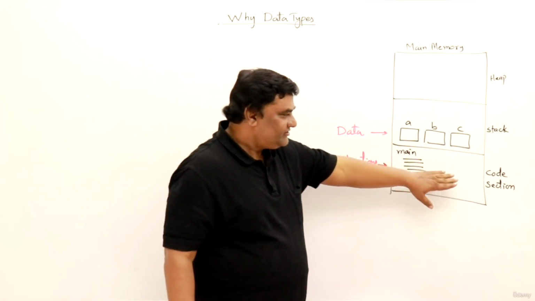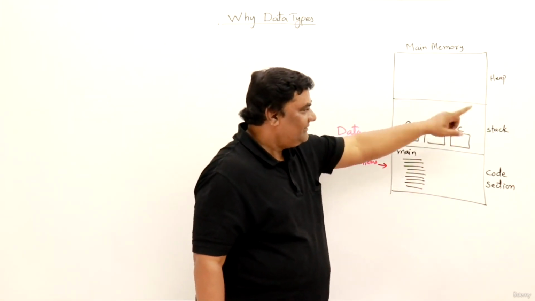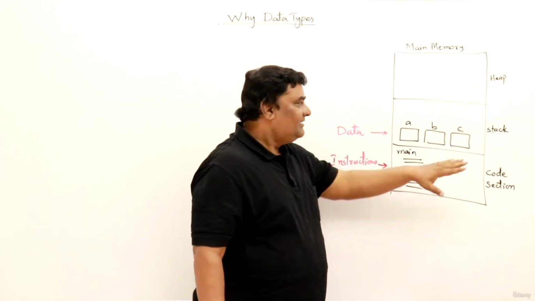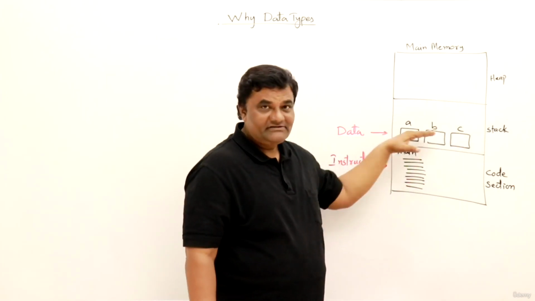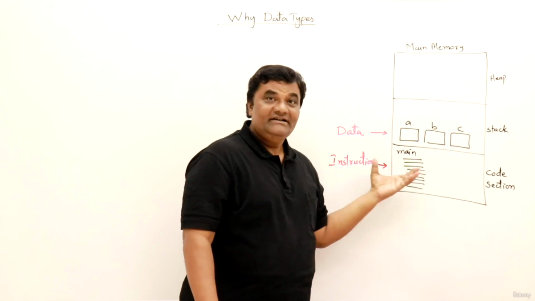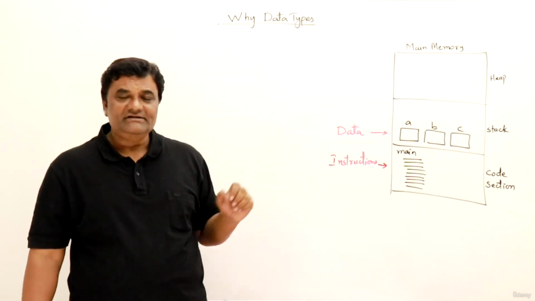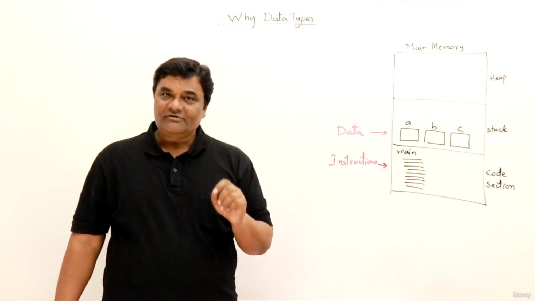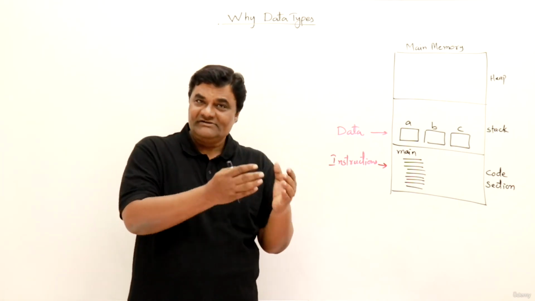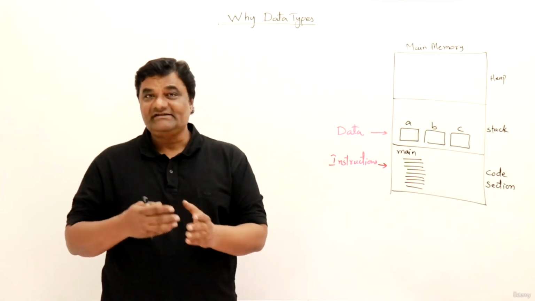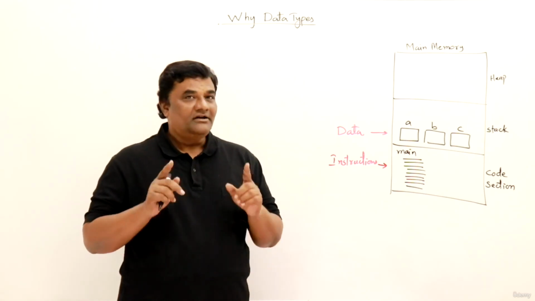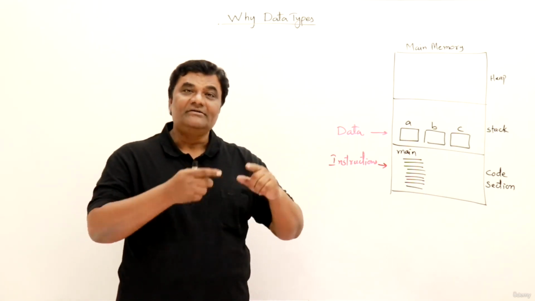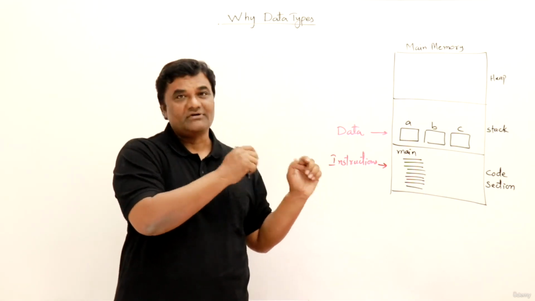I have shown there are three sections, that is code section and stack. I am showing stack here, and that is heap. So stack will contain data, that is all the variables. Then this will contain instructions. This we have already seen in one of the previous videos. Now, we are writing programs so that they perform operations on data and get some results, that is computational results. We want our work to be done by machines by executing programs.